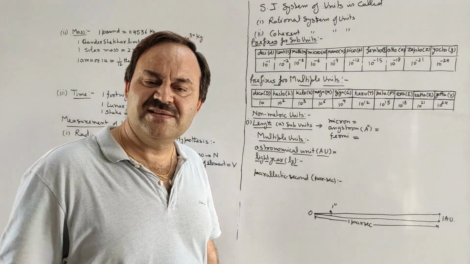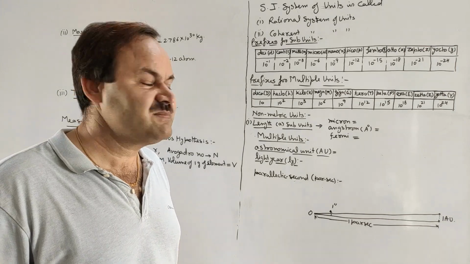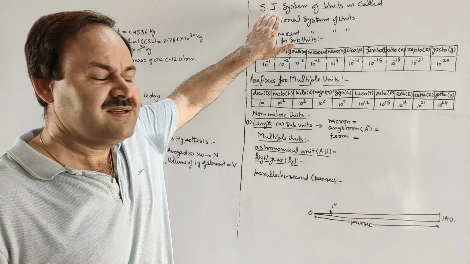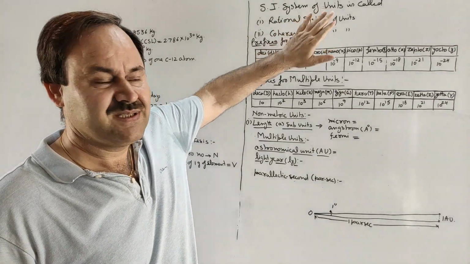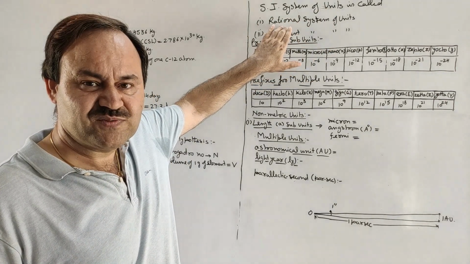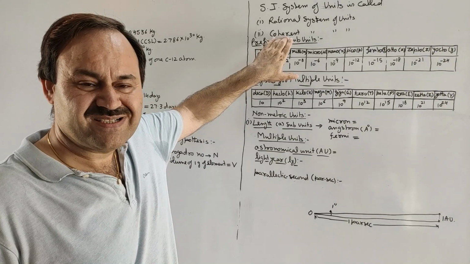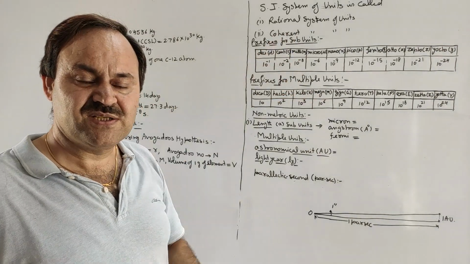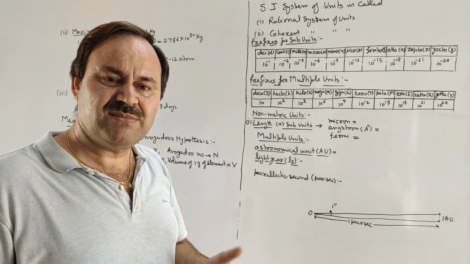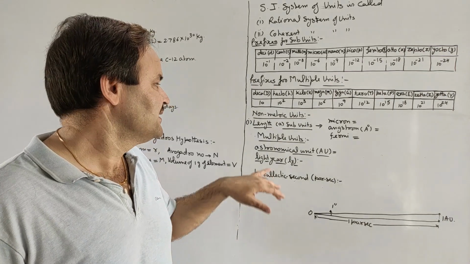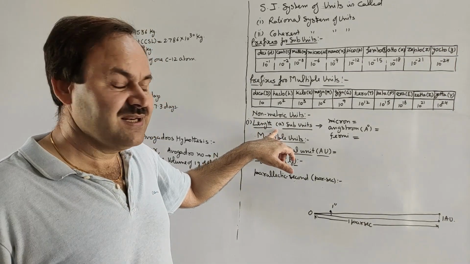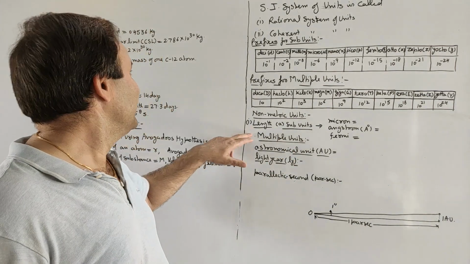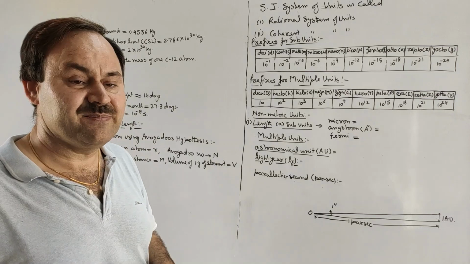Hi friends, in this third video related to units and measurement, first we will understand why SI system of units is called a rational system of units or coherent system of units. Then we will come to the prefixes used to obtain sub and multiple units. After that we will learn about the non-metric units of length, mass and time.